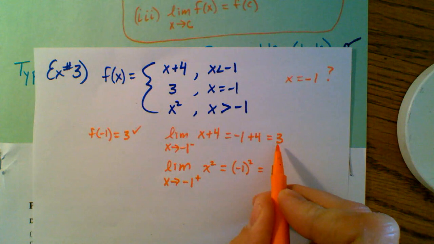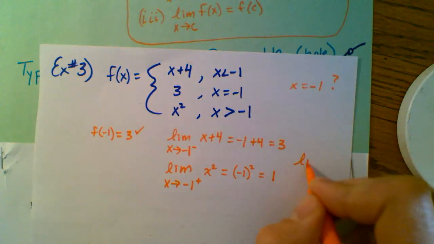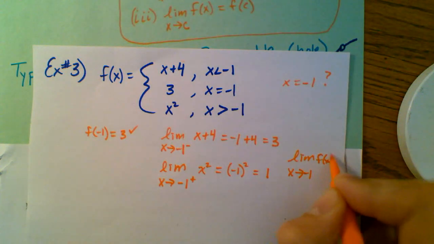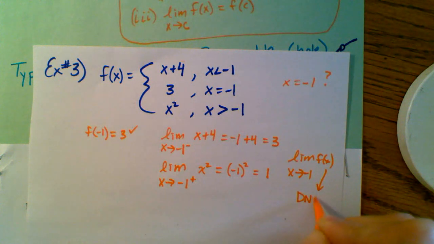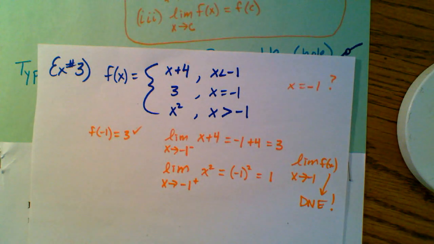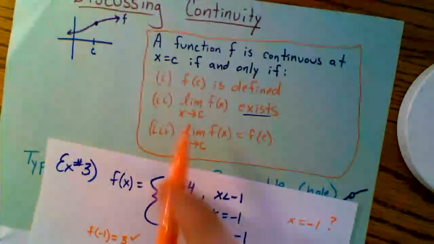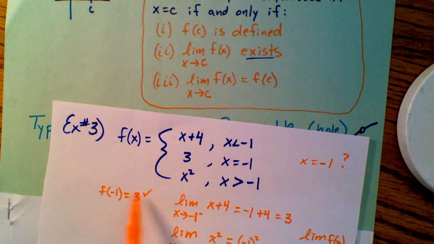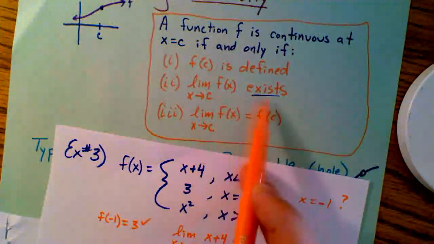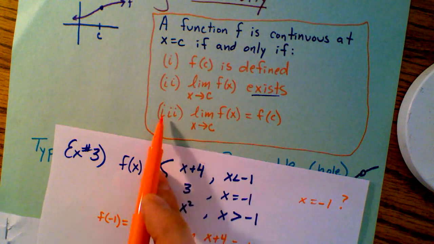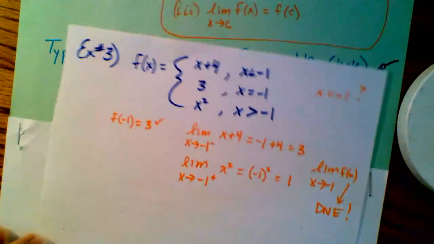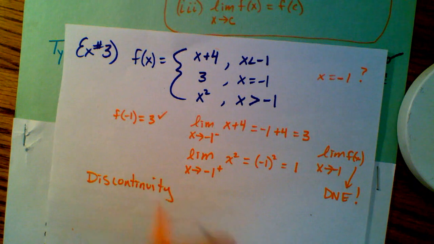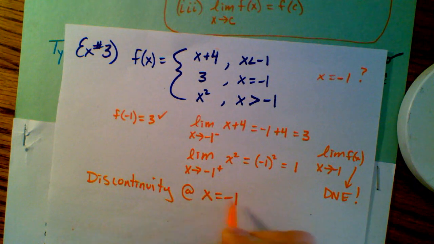Well, if you get one value from the left and another value from the right, what does that tell you? That tells you that the limit as x approaches -1 of the function, and I'm running out of room here, does not exist. Okay, so we do not have a limit existing. So back up here, was f of -1 defined? Yeah, sure was. It was 3. Did the limit exist? No, it does not. Well, then we can't even check to see if they're the same because the limit does not exist. So we have a discontinuity at x equals -1.